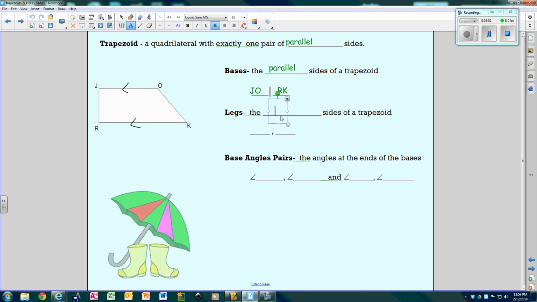The legs are the non-parallel sides. So the non-parallel sides would be JR and OK. Now, our base angles, so if JO is a base, then that means angle J is a base angle, and angle O is a base angle. So angle J and angle O. And if RK is a base, then angle R is a base angle, and angle K is a base angle.